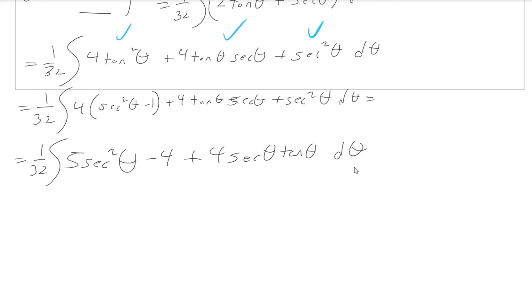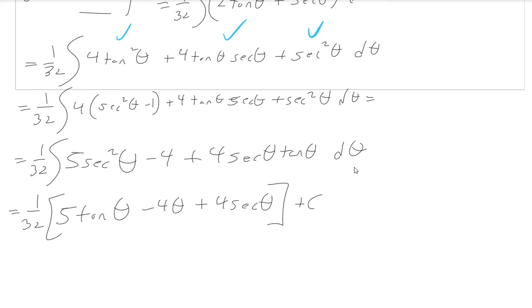All right. Now all these are solvable. The integral of secant squared is tangent, so that's going to be 5 tangent of theta. The integral of minus 4 is minus 4 theta. And the integral of secant tangent is secant. So that's 4 secant of theta plus c. Doesn't matter what that is.